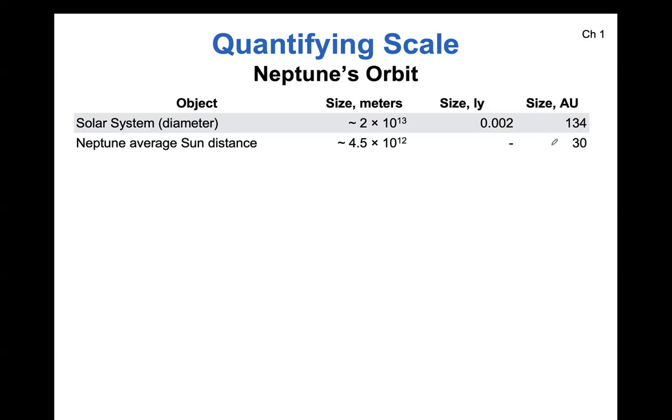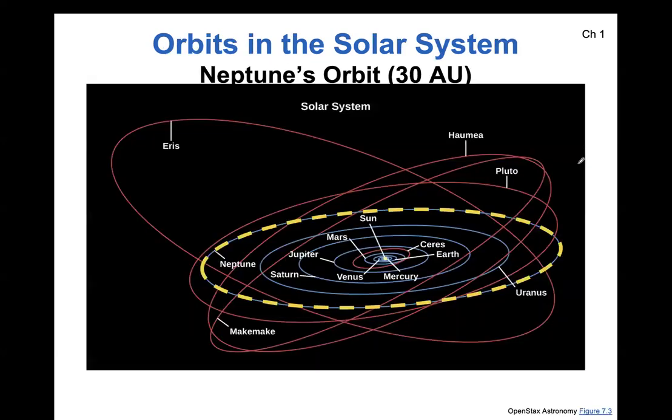All right. Neptune, on the other hand, is 30 AU out. Neptune is the most distant planet, by the way. So the most distant planet from the sun, there are 8 planets, because remember, Pluto is not a planet, it's a dwarf planet. And Neptune is the furthest at 30 AU. This is showing Neptune's orbit at 30 AU. It's the dashed line.